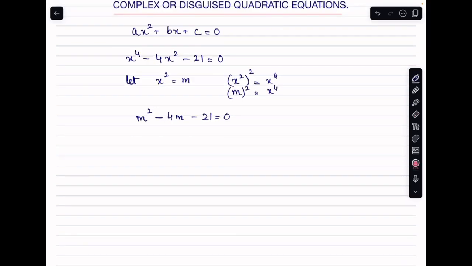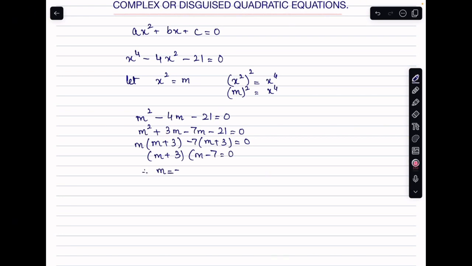Solving and taking the factors of 21, I will have m² + 3m − 7m − 21 = 0. Or I can say it's m common, m + 3, minus 7 common, m + 3, which is equal to 0. Or I can say this is (m + 3)(m − 7) = 0. Therefore, m will be equal to negative 3 and m will be equal to positive 7.